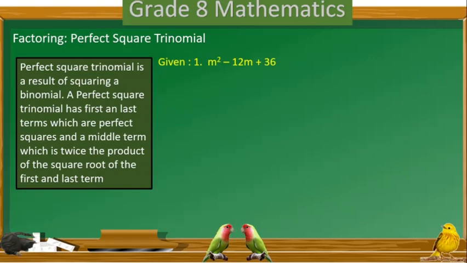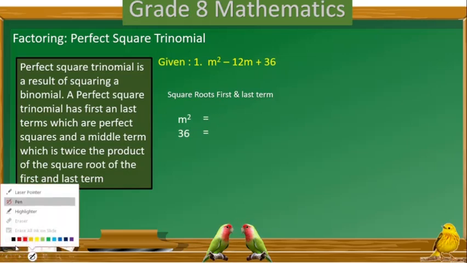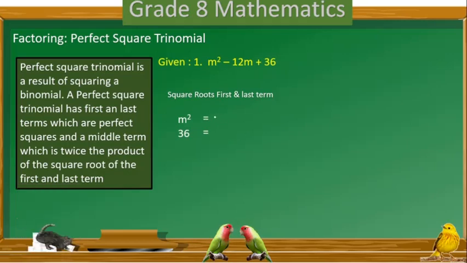Number 1, we have m squared minus 12m plus 36. First, we have to find out what is the square root of the first and last term. As you notice, our first term is m squared and our last term is 36. So what is now the square root of m squared? That is m. For 36, that is 6.